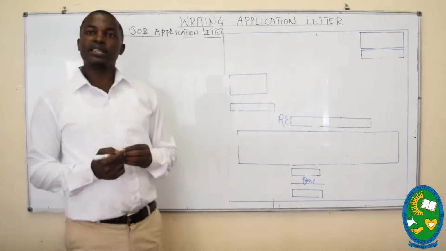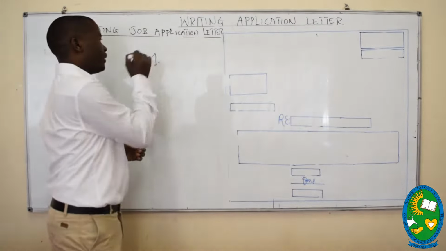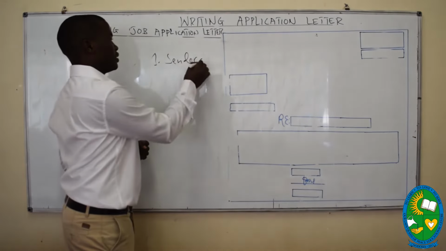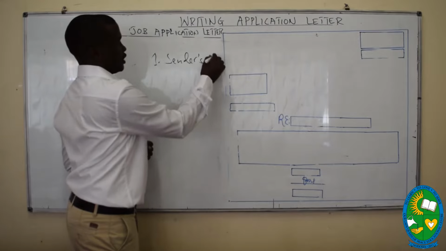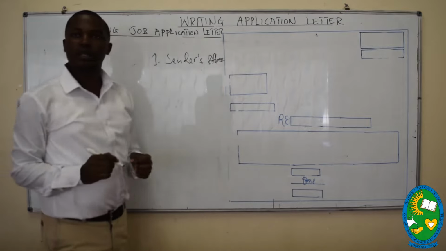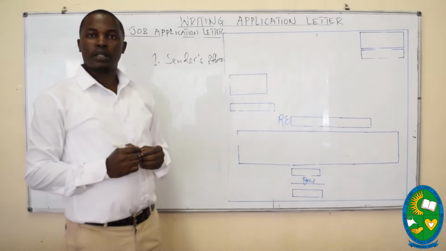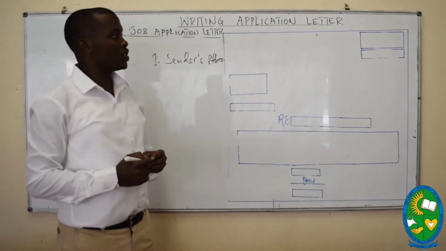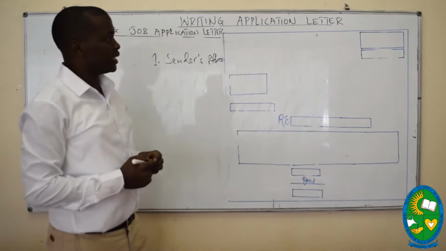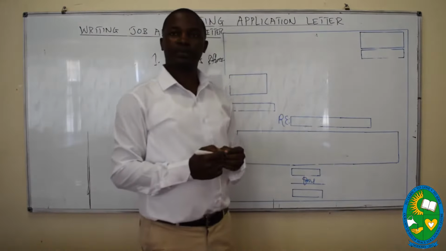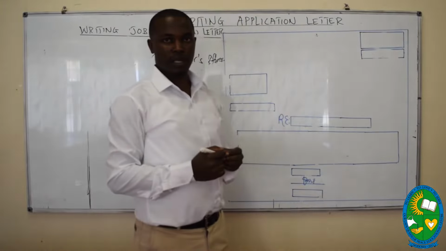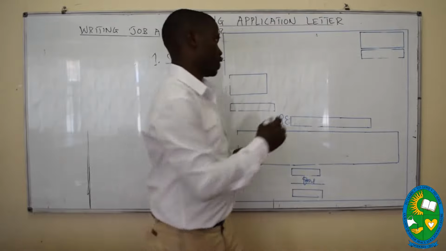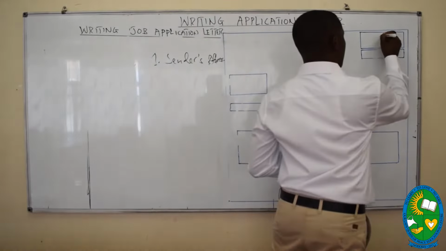Okay, element number one is the sender's address. The sender's address. That's the first thing that you will start with. And the sender's address is normally located at the top corner, at the right hand side, top corner of your paper. So it is formed here.